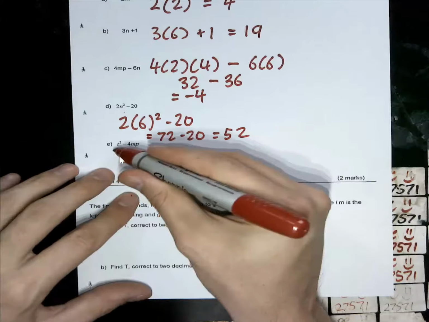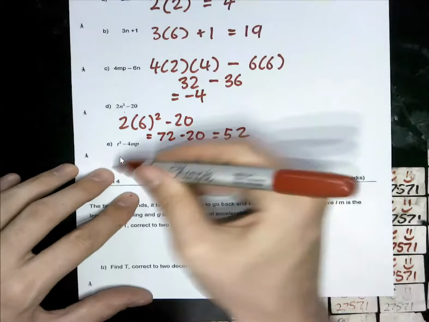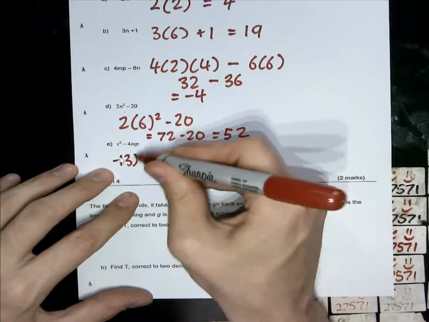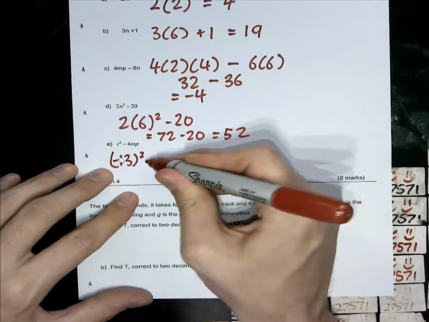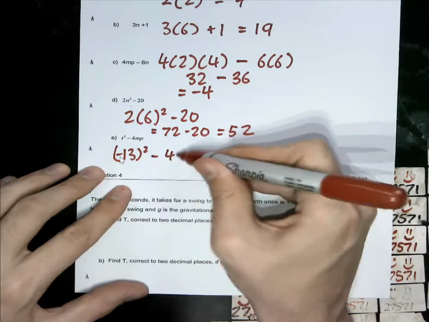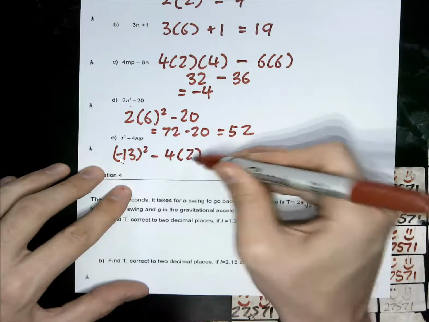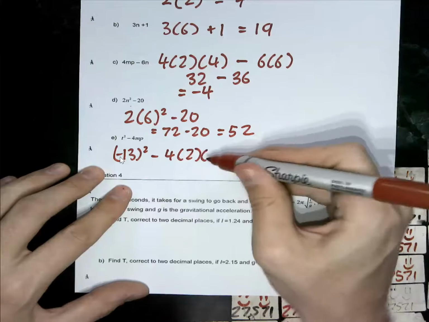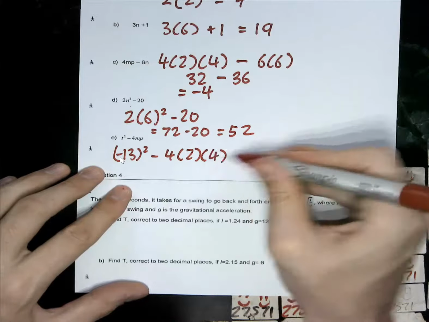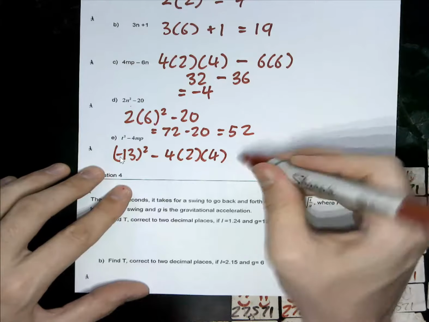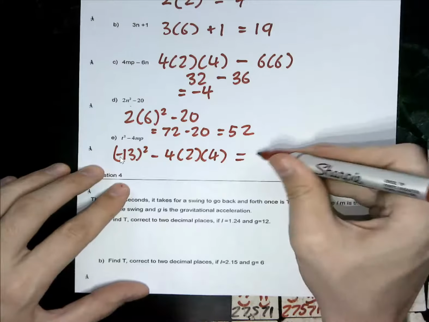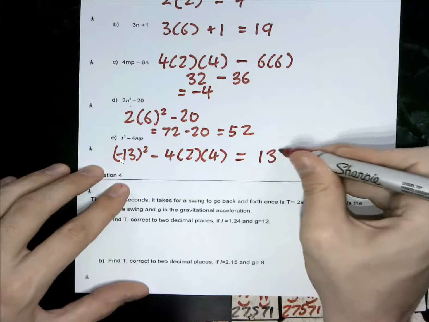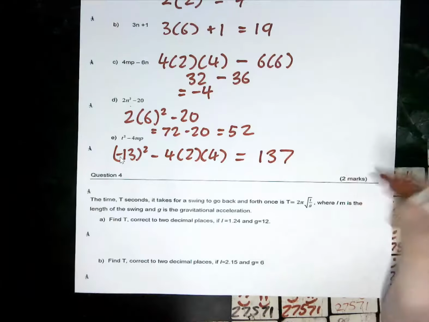Last one, t squared, which is negative 13 squared. Subtract 4 times m, which is 2, times p, which is 4. That, in the end, gives you 137, which worked out. Okay.